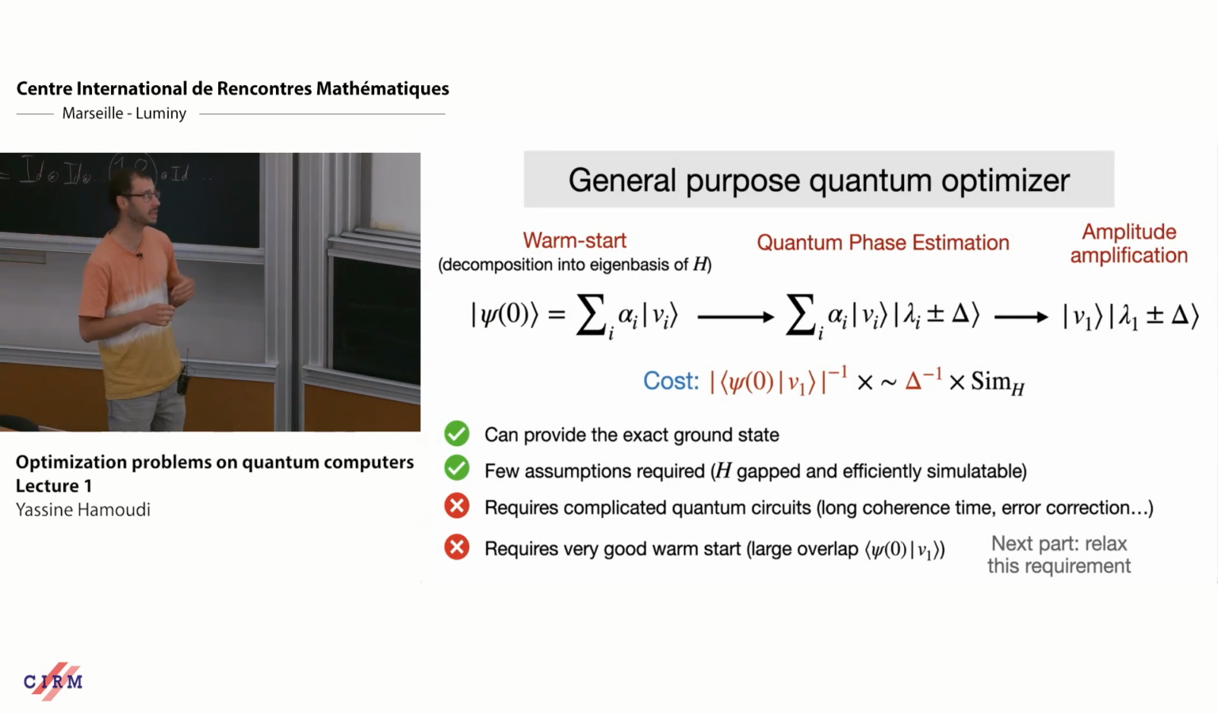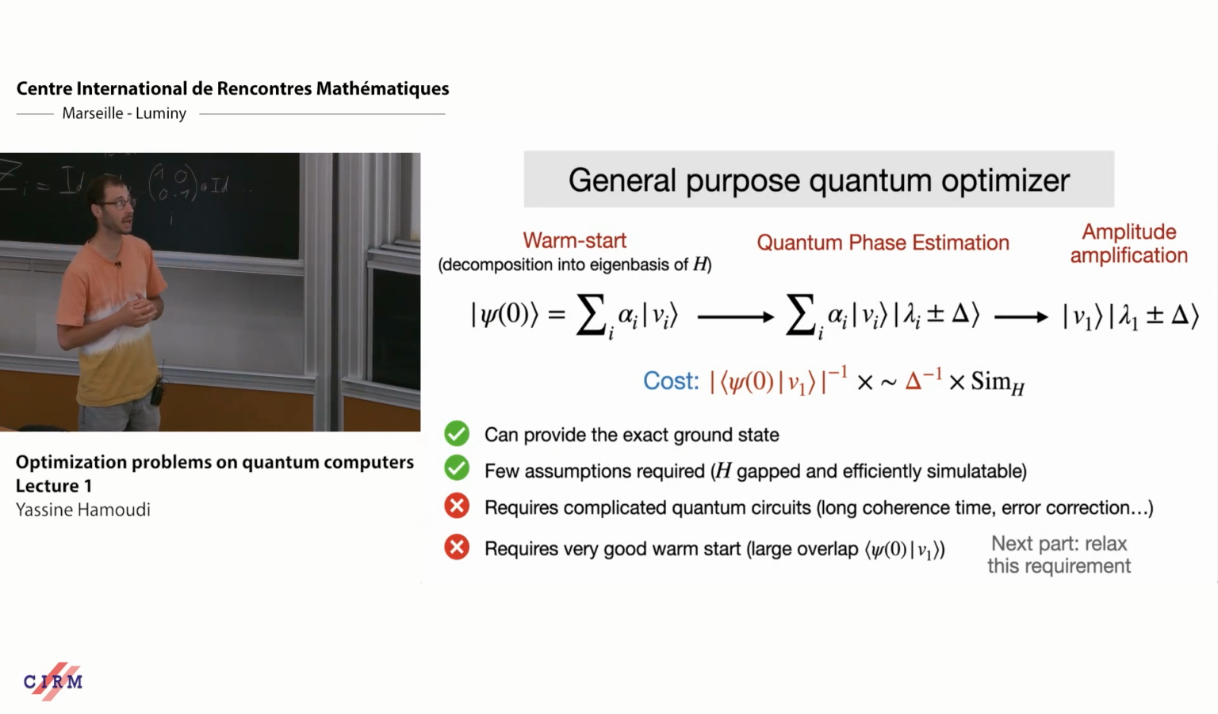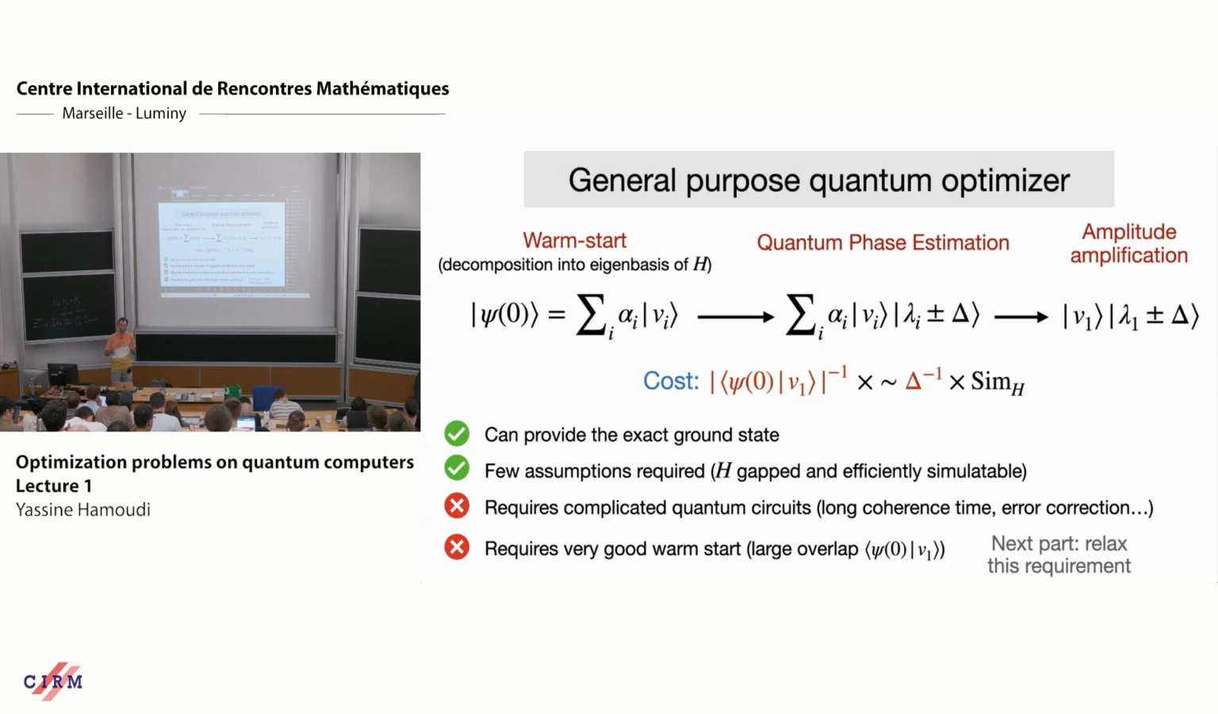And the last limitation, maybe the most important one, is that the algorithm requires a very good warm start. So you want the overlap to be as close to 1 as possible, which very often is very hard to achieve. If you have no idea about the optimum and you just pick a random warm start, then the overlap could be exponentially small in the size of the system. So the next quantum algorithm will try to address the last limitation. We will try to avoid making this assumption about having a good warm start to initialize the algorithm.